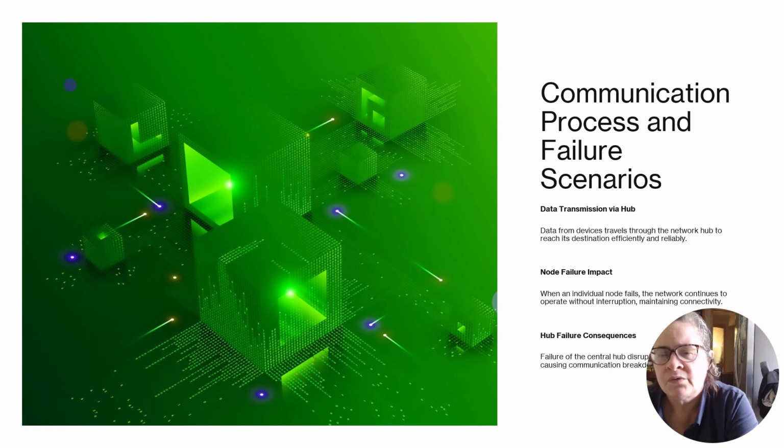Data sent from a device passes through the hub before reaching its destinations. If a node failed, the rest of the network remains operational. However, hub failure can disrupt the entire network. So hubs aren't generally used. Routers and switches are generally used now.